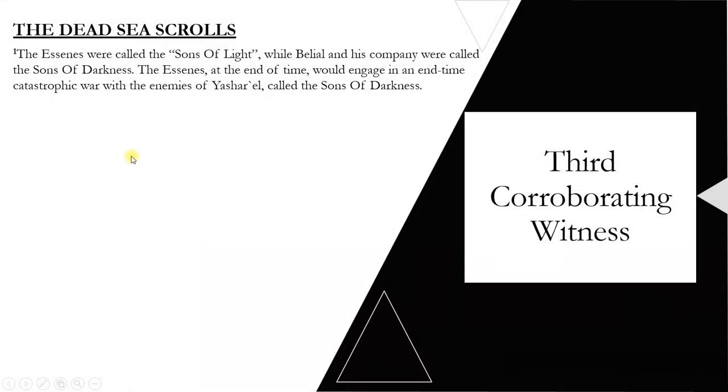The Essenes were also called the sons of light, while Belial and his company are called the sons of darkness. So the Essenes, at the end of time, would engage in an end-time catastrophic war with the enemies of Yasharel. The enemies of Yasharel are called the sons of darkness. And we are coming up on this end-time war where light is going to be battling darkness, or good is going to be battling with evil.